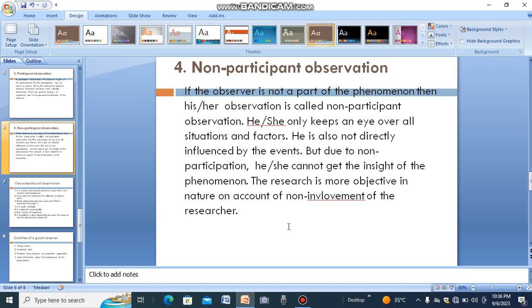So the basic difference between the participant and non-participant observation is the personal involvement and personal non-involvement of the researcher.